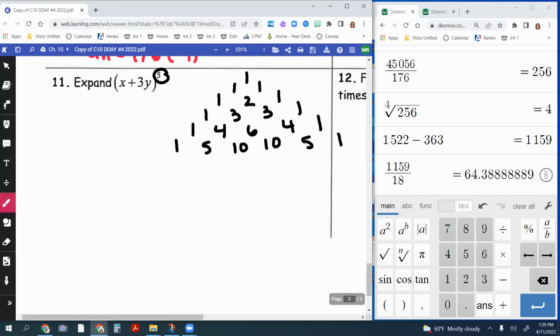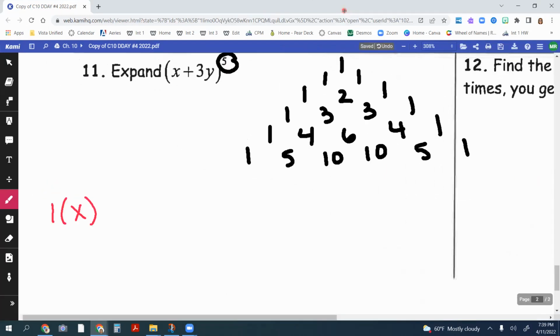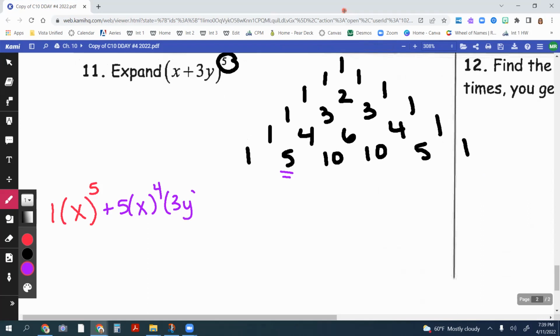So I'm going to start with 1. Makes it a little smaller. Okay. I'm going to start with 1 times x. And let me make this bigger so you can see. X to the 5th. And now I'm going to be dealing with my 5. So plus 5 times x, and now that's going to be to the power of 4. And my 3y is going to be to the power of 1. These have to add to this 5.